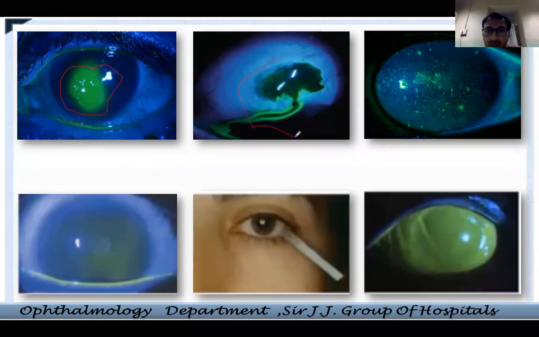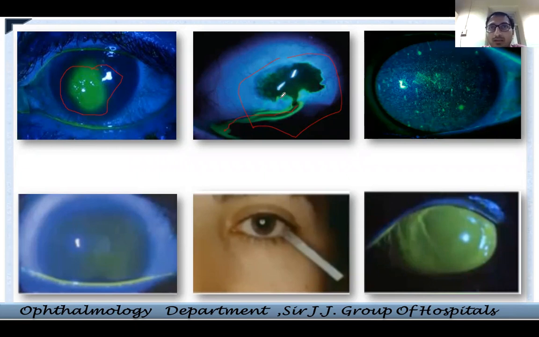What is this? What you need to see is this flow. This is nothing but a Seidel test, and this is showing you the leaking bleb. So when the Seidel test is done, you do it to understand any leakage after your surgery or otherwise. I want to tell you a very important point.